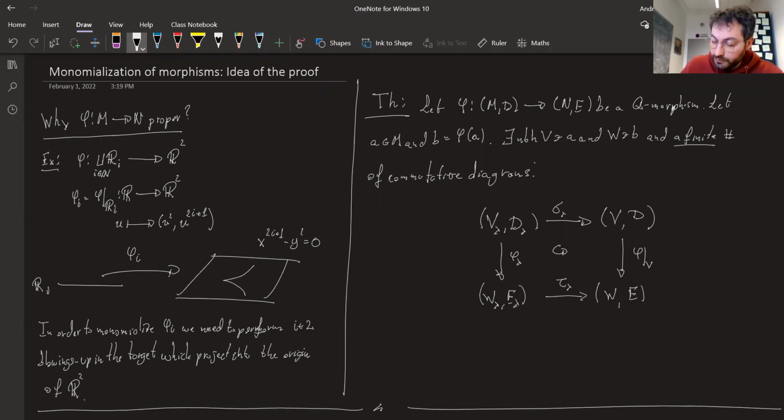So now only finite, we don't need a cover by countably many of them, such that, as usual, sigma lambda and tau lambda are finite compositions of local blowings up and power substitutions.